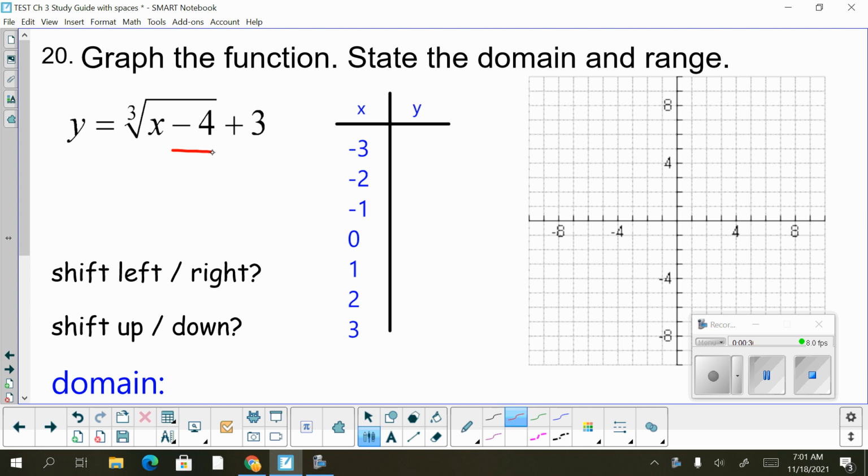This -4 right here would shift our graph 4 to the right. It's opposite of what you'd expect. This 3 right here would shift our graph up 3. I went ahead and put it in my graph world and clicked table. Second graph is table. These are my values.